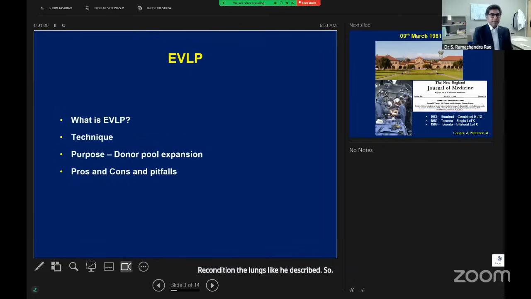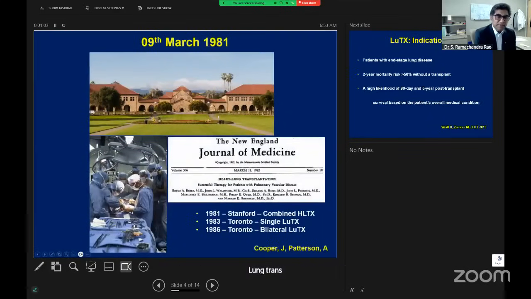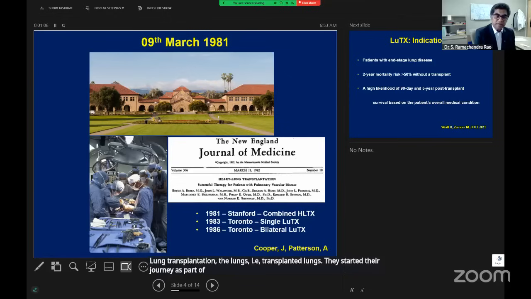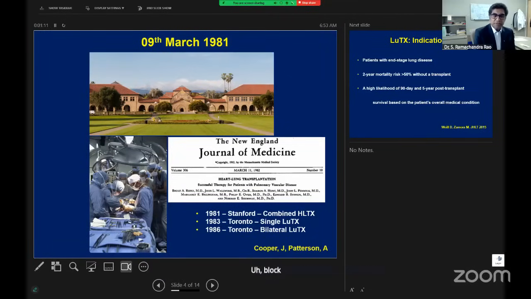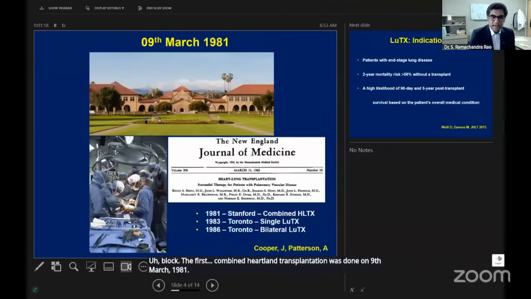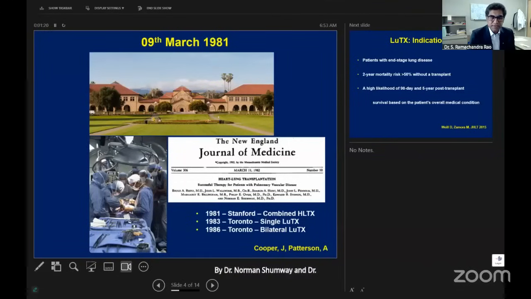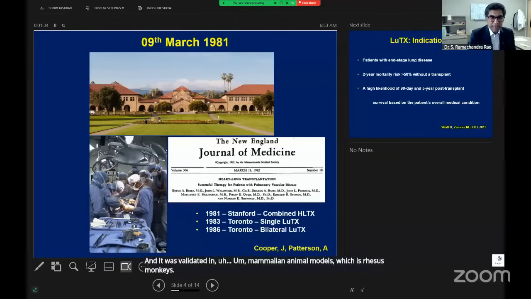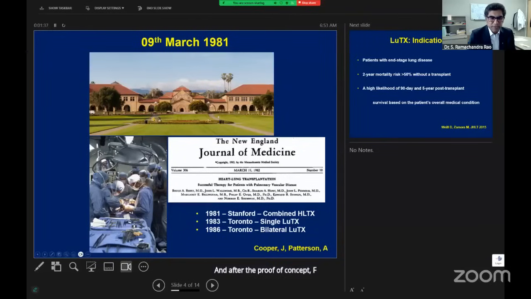So just a historic perspective, lung transplantation: the transplanted lungs started their journey as part of a combined heart-lung block. The first combined heart-lung transplantation was done on 9th March 1981 by Dr. Norman Shumway and Dr. Bruce Wrights. These are the two pioneering surgeons. This was Dr. Bruce Wrights' project in the lab for about 8 years, and it was validated in mammalian animal models, which is rhesus monkeys. And after the proof of concept, FDA approval was requested, cleared, and the surgery was proceeded.